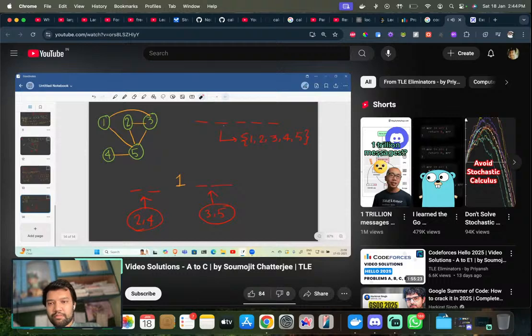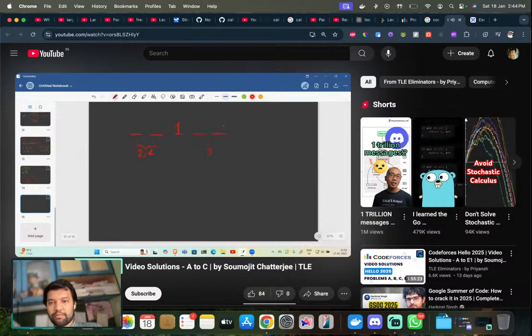Great. Now look at this left portion. So basically we had 5, we had 1 here, and then we know that 2 and 4 must come at this part, 3 and 5 must come at this part. Great. Now look at this part. I'm interested in this part of the problem now.